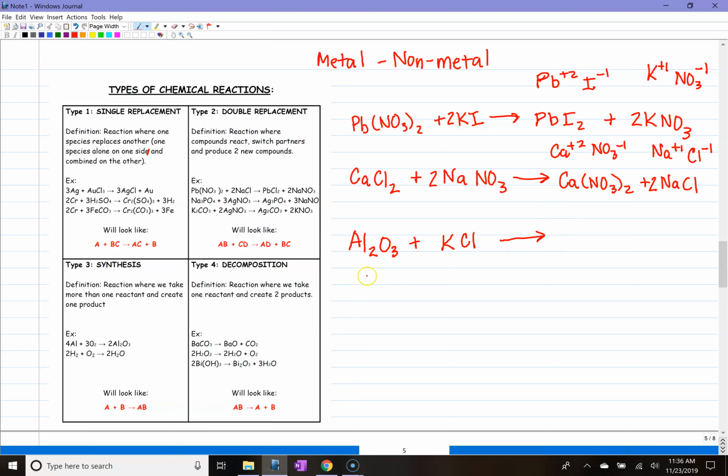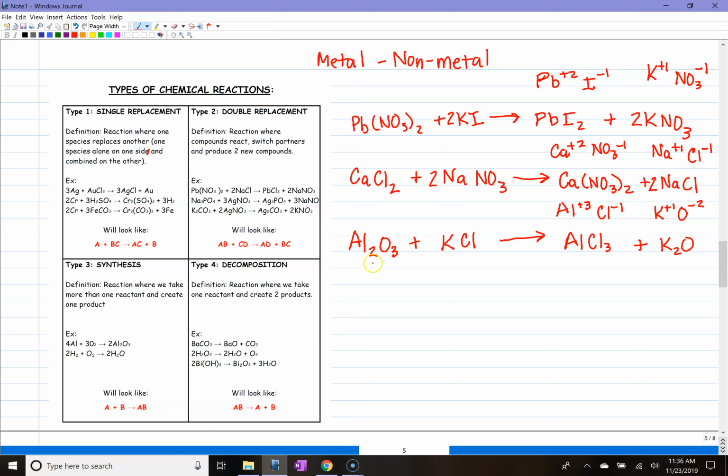So my products, aluminum would be with chlorine at the end. Aluminum with a +3 charge, chlorine with a -1 charge, and when I'd cross it over, I would get AlCl3. My other product would be potassium oxide. Potassium is +1, oxygen is -2, so this would be K2O.